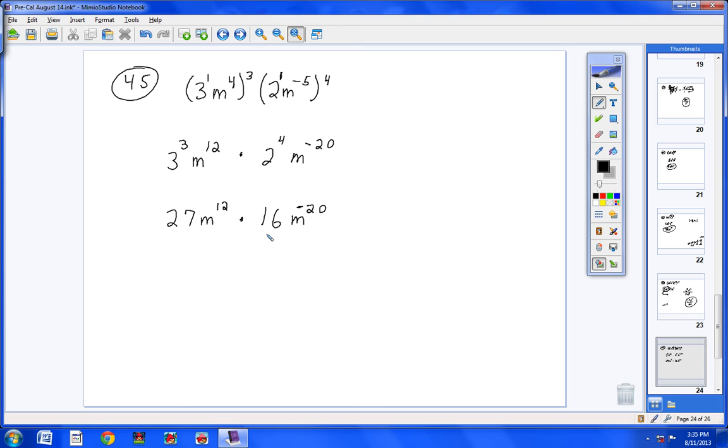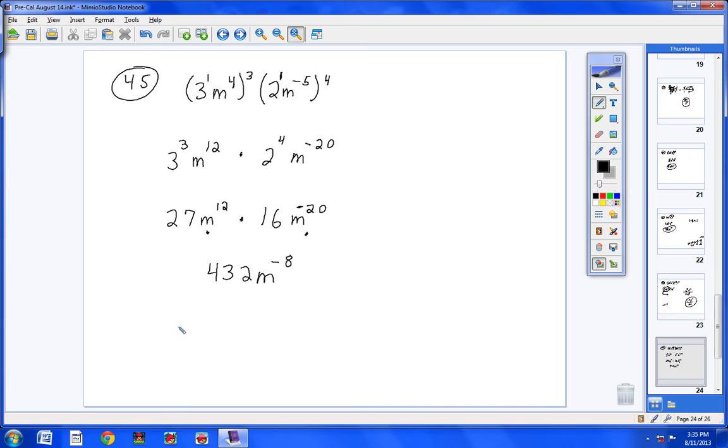First thing we're going to do is multiply our coefficients. We have a coefficient of 27 and a coefficient of 16, so we're going to multiply those together. 27 times 16 would be 432. And then we're multiplying like bases, a base of m and a base of m. Whenever you're multiplying like bases, you write the base once and you add the exponents.